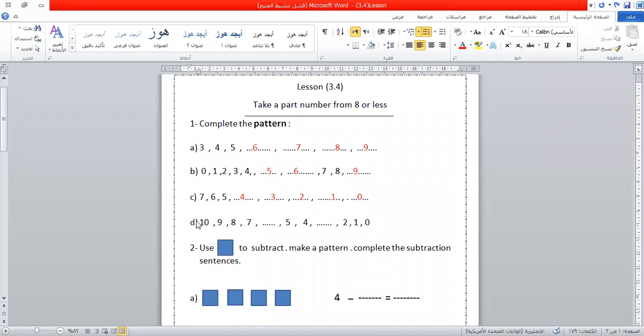Okay, in pattern number D, we start from 10, not 11. We're going to count down. 10, 9, 8, 7. Before 7 will be 6. Before 6, we have 5. Before 5, we have 4. Before 4, we have 3. Before 3, we have 2, 1, 0. You can find the next number from the pattern when we count up in it. Okay.